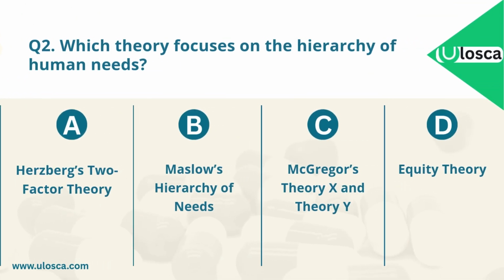Question 2. Which theory focuses on the hierarchy of human needs? A. Herzberg's two-factor theory. B. Maslow's hierarchy of needs. C. McGregor's Theory X and Theory Y. D. Equity theory. Which one is the correct answer?